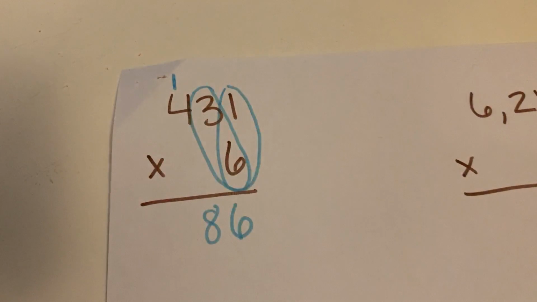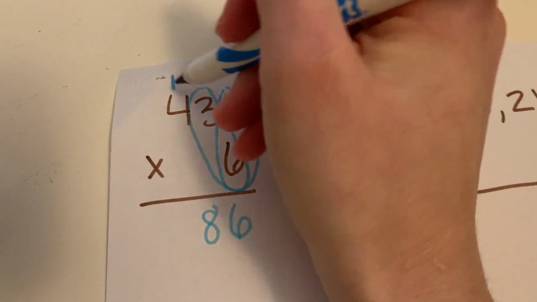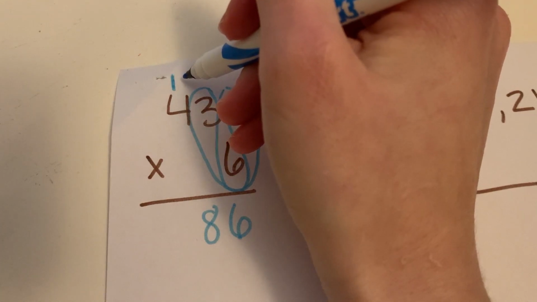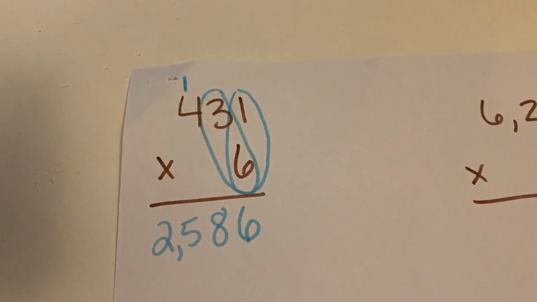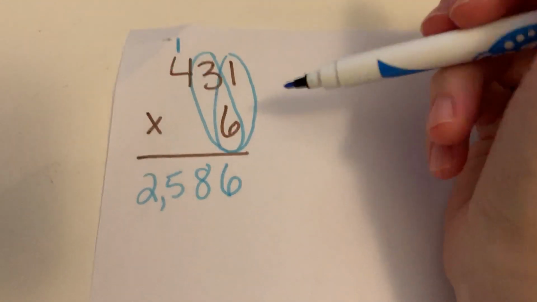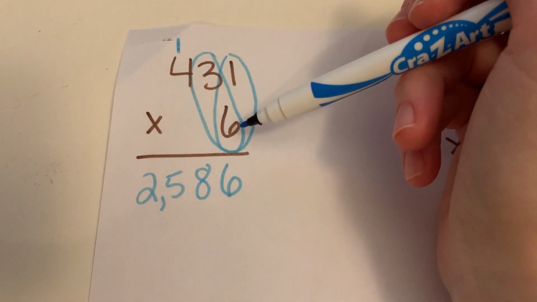I'm adding another group. 6 times 4 gives me 24. Then I'm going to add one more and get 25. And I get 2,586.